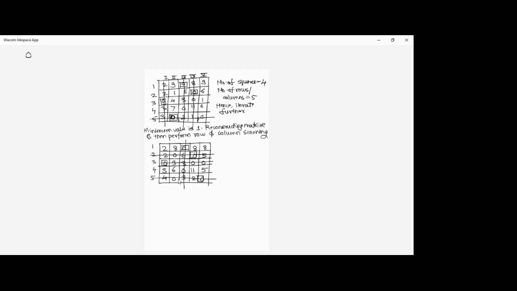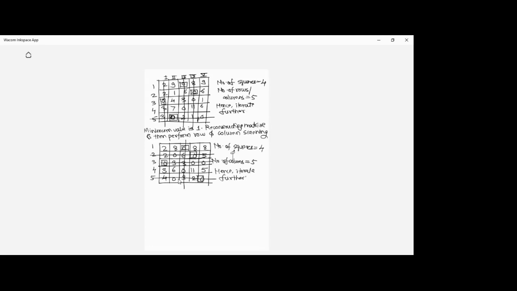squares. So the number of squares are 1, 2, 3, 4, right? Number of squares is equal to 4, and number of columns is equal to 5. So have we got the optimal solution? No. Iterate further, right? So how are we going to iterate further?